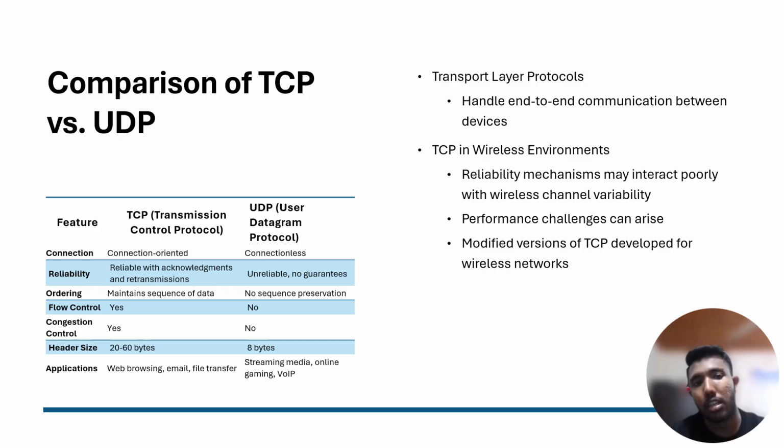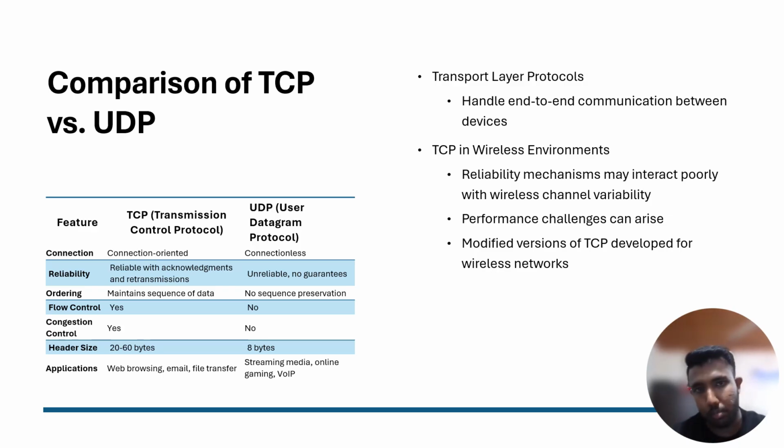reliability. User datagram protocol, in contrast, is connectionless with no guarantees for delivery or ordering. With just an 8-byte header, it's significantly more lightweight but places reliability responsibility on the application layer. This makes UDP ideal for real-time applications like video streaming and online gaming, where timeliness is more important than perfect reliability.